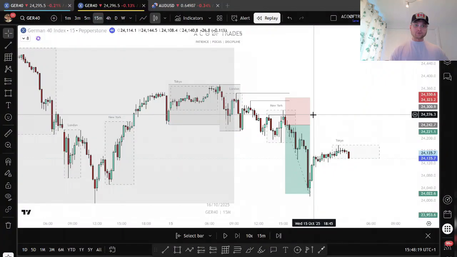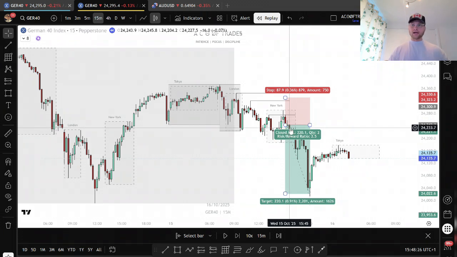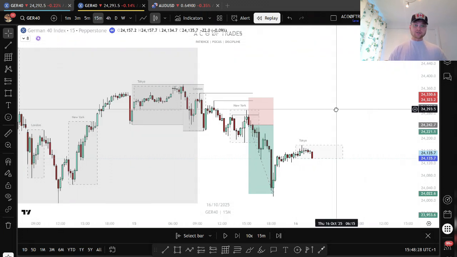Some people like to use a sell stop or a sell limit. If you've missed it and you want to wait for it to come back, that's fine as well, as long as you're trading within your hours. So this is the DAX for Wednesday.